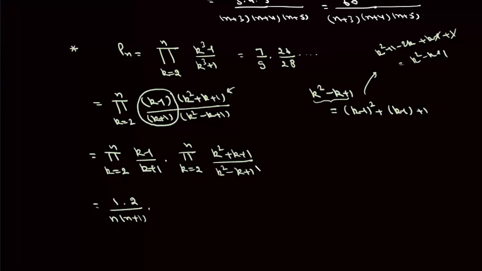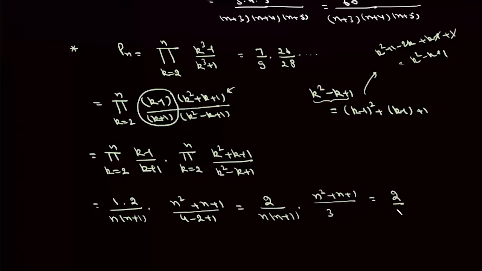And here, since terms are directly related, it should be n square plus n plus 1, because this is a(r) plus 1 upon a(r), divided by, when the value of k is 2, 4 minus 2 plus 1. So it'll be 2 upon n plus 1. And here this is n square plus n plus 1 upon 3. So it'll be 2 by 3 into n square plus n plus 1 upon n plus 1. And if you don't get a feel of this, then you can solve them separately.